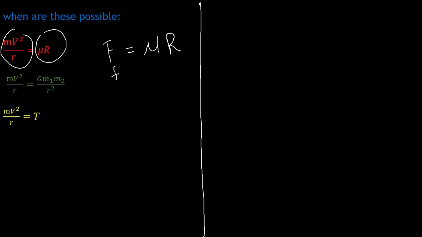Now, if an object moves around, for instance, the planets move around the sun. Let's take the Earth, for instance. What supplies the centripetal force to the Earth while it is moving around the sun? It is the gravitational force of the sun. That's what supplies the centripetal force. So we can equate this to this.